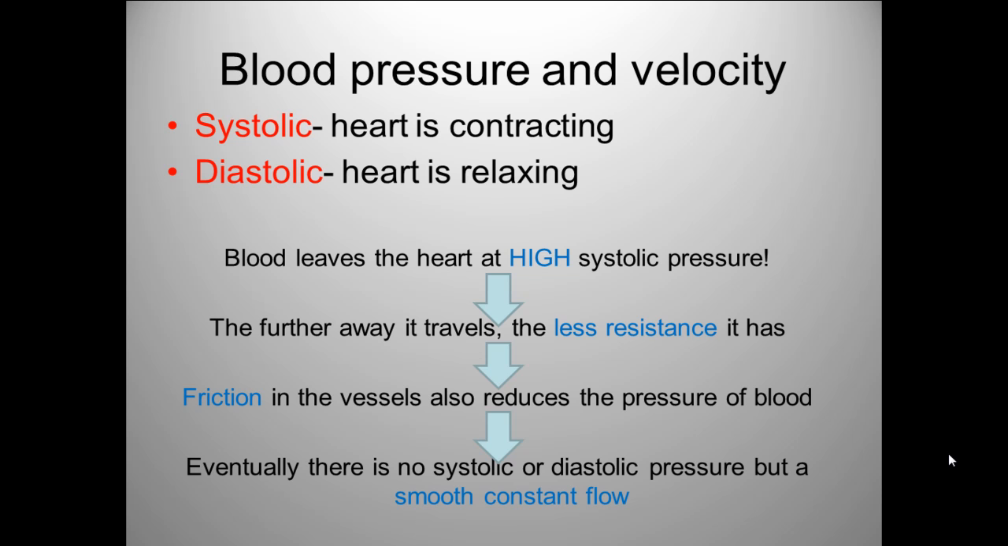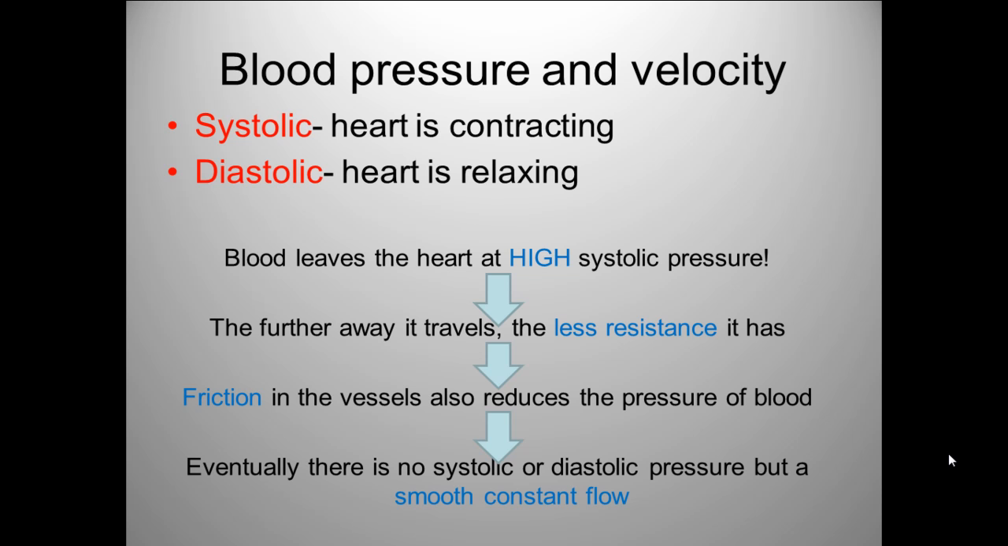Hi and welcome to my third video in the series about blood transport, and today we're looking at blood pressure and velocities. If you've ever had your blood pressure taken, you probably know that there are two numbers attached to it. The systolic blood pressure is basically the pressure produced when the heart is contracting, and the diastolic is the pressure produced when the heart is relaxing.